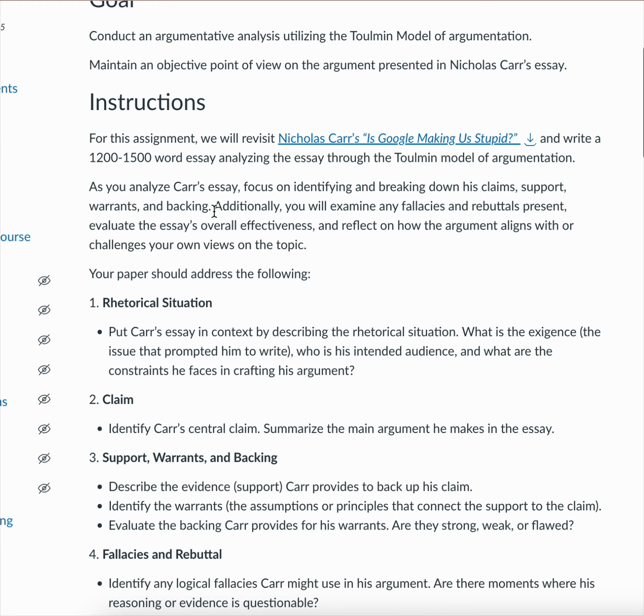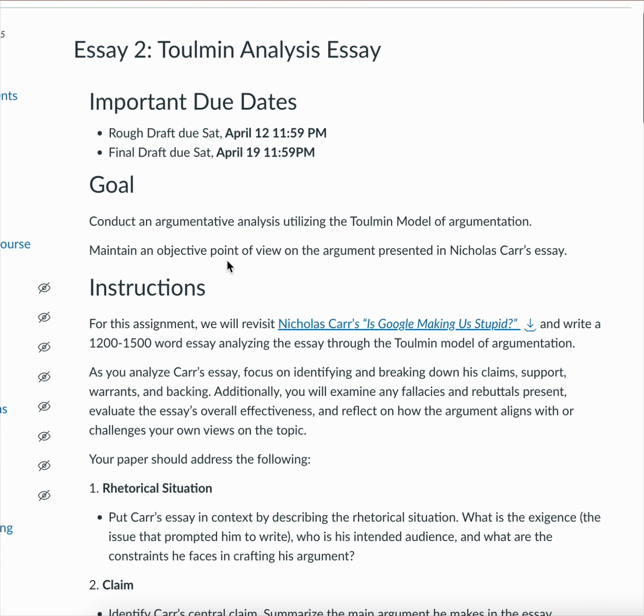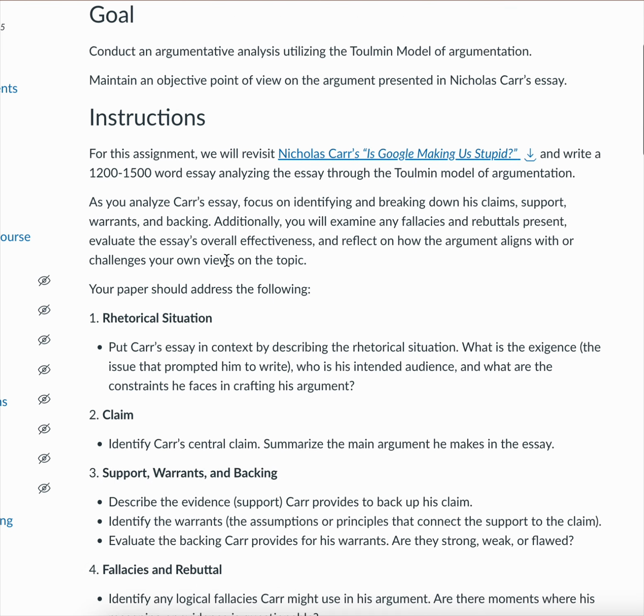So yeah, use the Toulmin model of argumentation to analyze Nicholas Carr's article. Again, remember to include claims, support, warrants, backing, and all that good stuff. Keep your tone as objective as you can, or analytical. You're not arguing with Carr, you're just analyzing how well he argues. Okay, that's pretty much it.